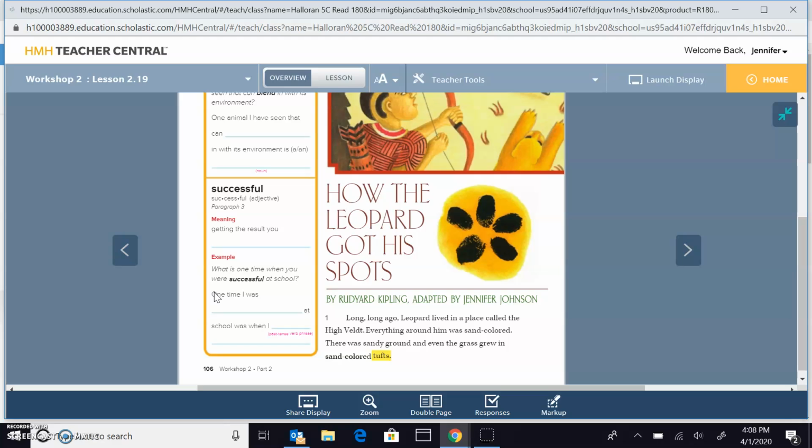How the Leopard Got His Spots by Rudyard Kipling and adapted by Jennifer Johnson. Long, long ago, Leopard lived in a place called High Veld. Everything around him was sand-colored. There was sandy ground, and even the grass grew in sand-colored tufts.